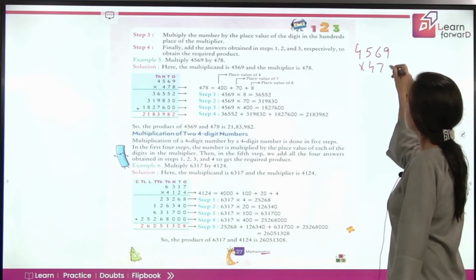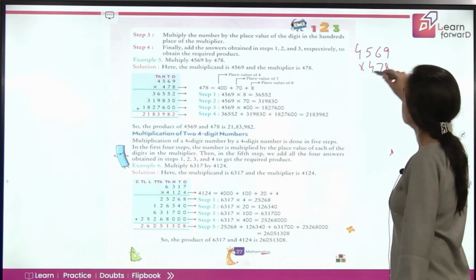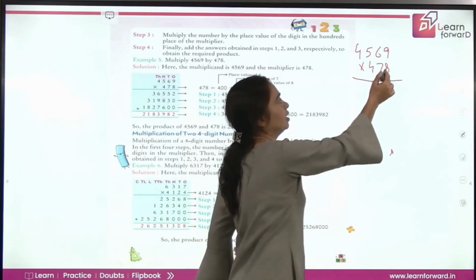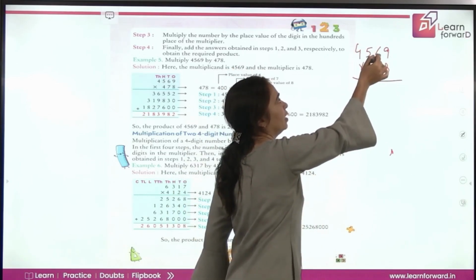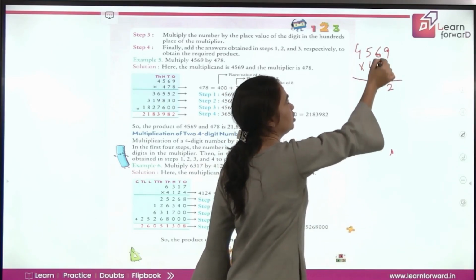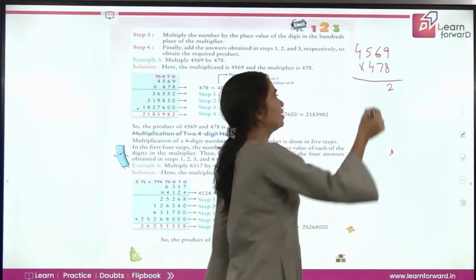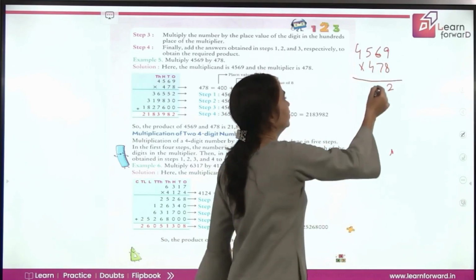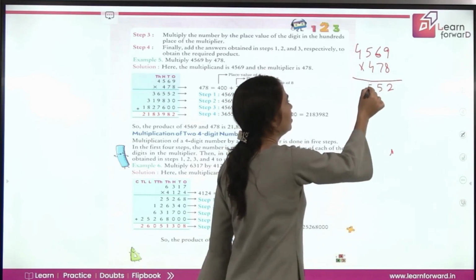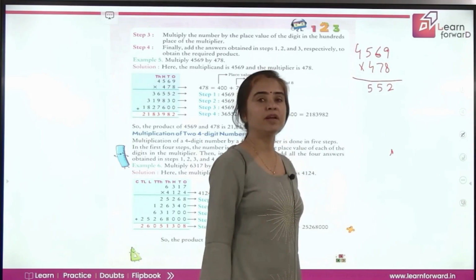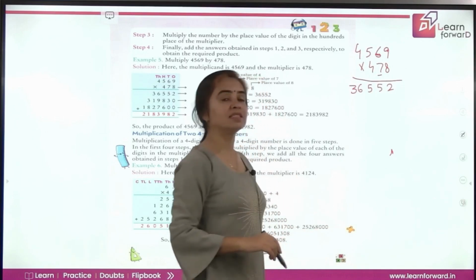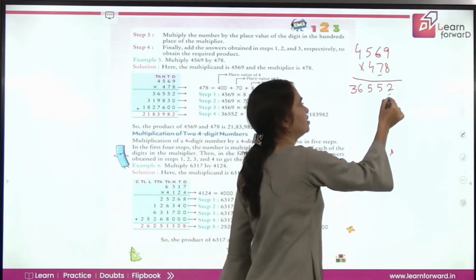478. So students, when you did multiplication by a 2-digit number, do you remember what we did? First, we multiply by the ones digit. 8 will be multiplied by 4,569. Let's multiply. 8 nines are 72. 8 sixes are 48 plus 7, 55. 5. Carry 5. 8 fives are 40 plus 5, 45. Carry 4. 8 fours are 32 plus 4, 36. Right? Now, when you have to multiply by the second number, you will first write 0 here.